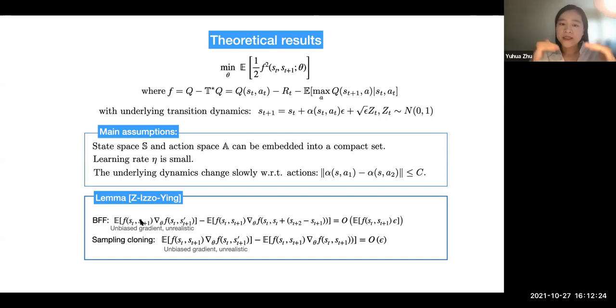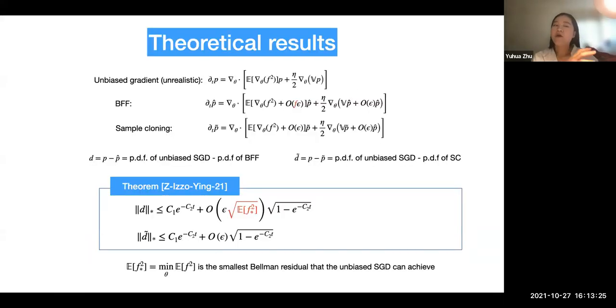we first compare the difference between our method, BFF, and the unbiased gradient. For one step, the expectation of the difference is of order F times epsilon. Here, F comes from the objective function, the Bellman residual, and epsilon is the time step. You can imagine that as the algorithm evolves, our objective function continues to decrease. So this F is actually helping this epsilon become smaller and smaller, because as the algorithm evolves, F approaches zero. This is the difference between our proposed method and the unbiased gradient. And for the sample cloning method, the difference to the unbiased gradient is only order epsilon. There is no extra F term.